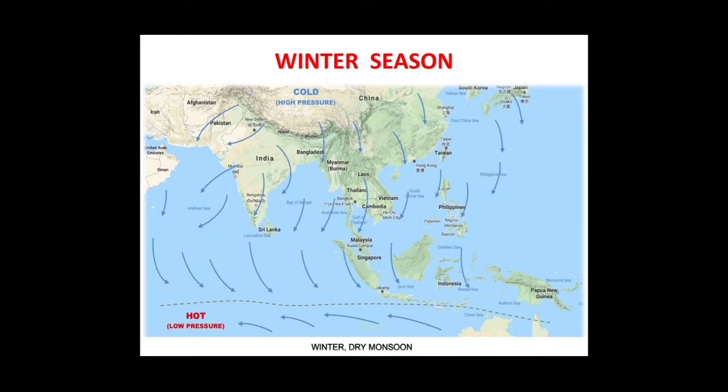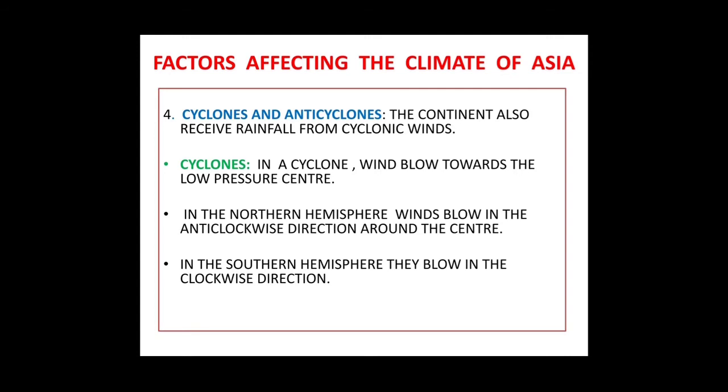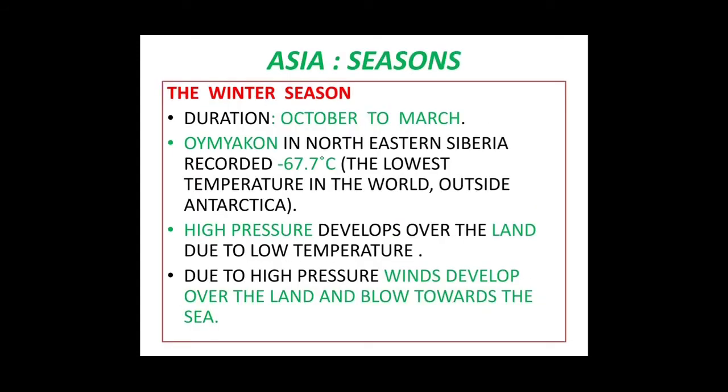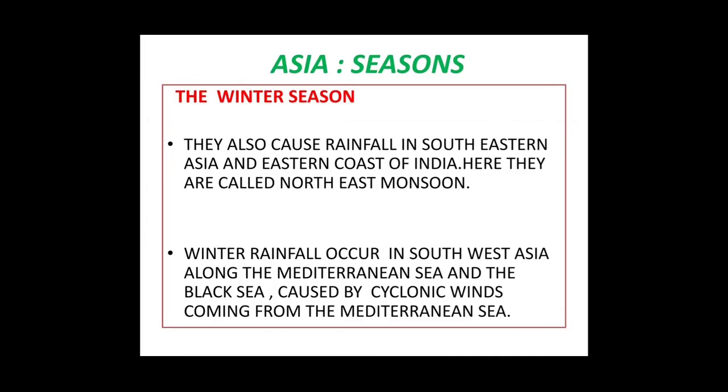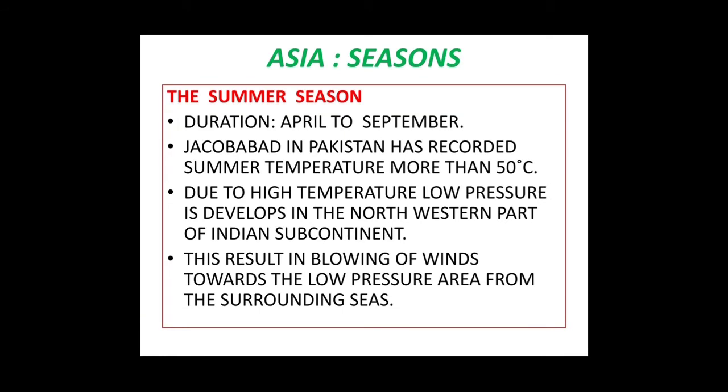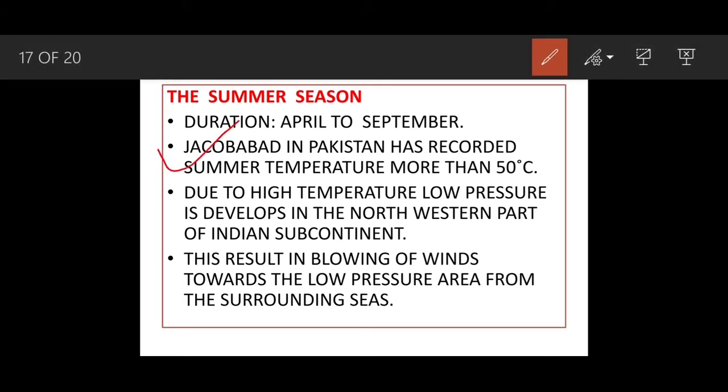Now let us learn some facts about this summer season. First we will see the summer. So the duration, let's see the first point. The duration is from April to September. And the fact, Jacobabad in Pakistan has recorded summer temperature of more than 50 degrees Celsius. So, see the second point. Jacobabad is a place in Pakistan. It is in Asia and it has experienced summer temperature of more than 50 degrees. If you remember, children, the topic Asia, the continent of contrast, I have mentioned Jacobabad, which is the hottest place in the world.